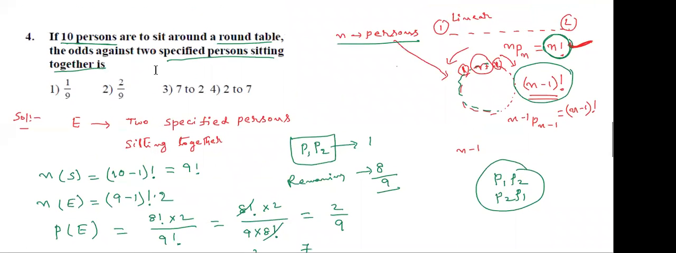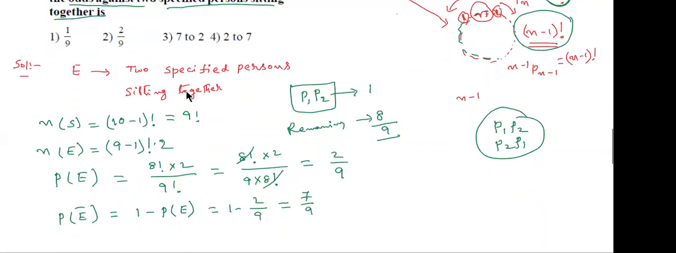Okay. Now what they are asking is the odds against. Odds against means, what is the formula? Tell me. Odds against means P of E complement ratio P of E. Odds in favor means P of E is to P of E complement. Odds against means P of E complement is to P of E.